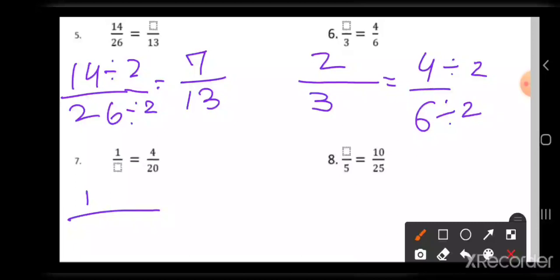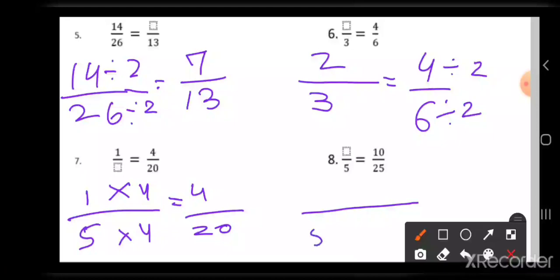1 upon dash is equal to 4 upon 20. We use multiplication. Multiply by 4, multiply by 4. 4 ones are 4. Now here there is no number in the denominator. We need to find out the number. 4 fives are 20.